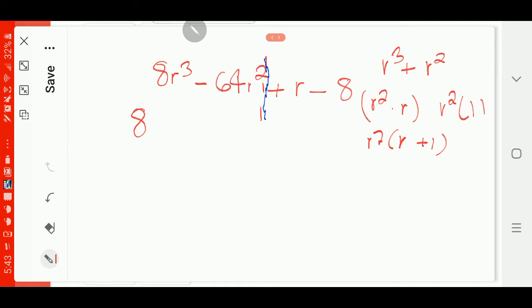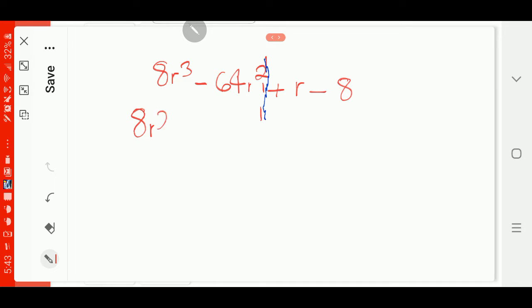Because to check this, we just distribute r squared. So r squared times r is r cubed, and r squared times 1 is r squared. So now we can apply this knowledge to this part. So we can factor out an r squared.